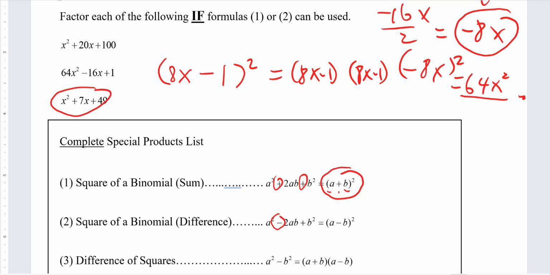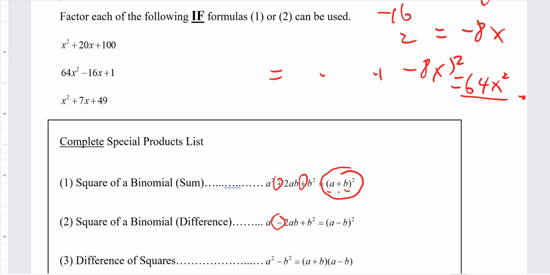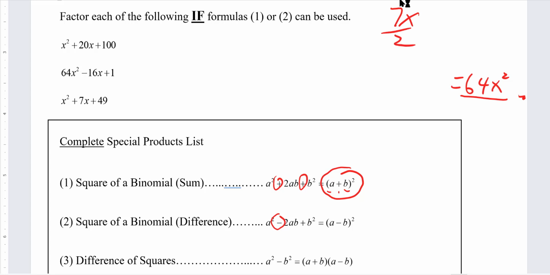Now we're going to do this one. First, we have to ask ourselves, does the formula apply here? Well, to see if the formula applies, you take the middle term and you divide it by 2. So as soon as I get some erasing done here, I'll divide the middle term by 2. 7x over 2, you can't really simplify that, so that's 7x over 2.